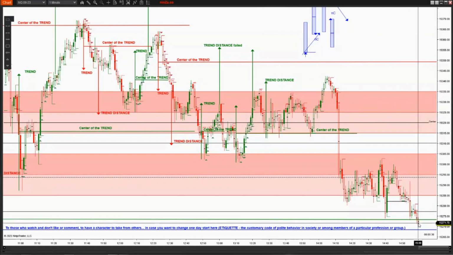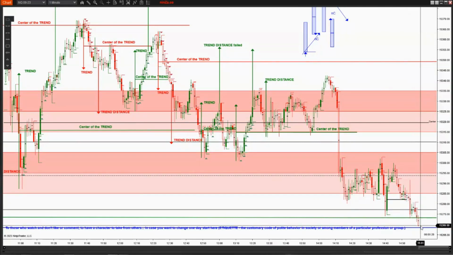All right, there we go. So, yep, hard stop would be there, and you would just hold it to this potential target here, and then exit there.